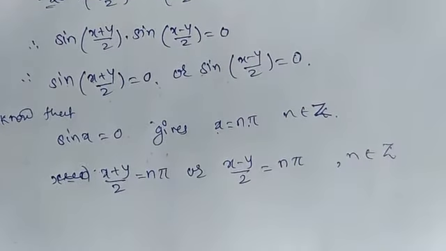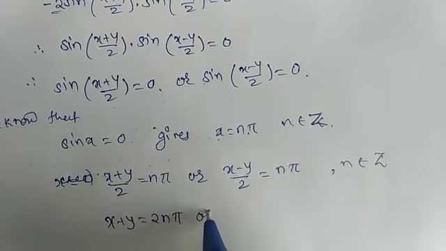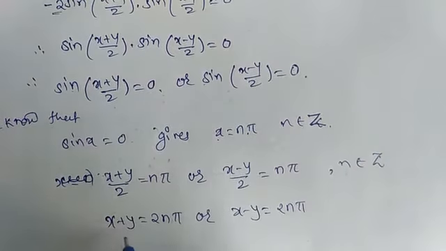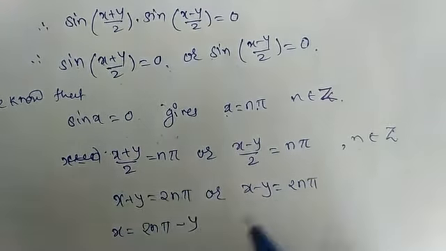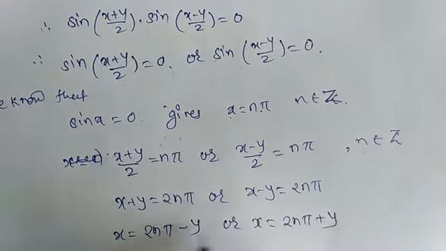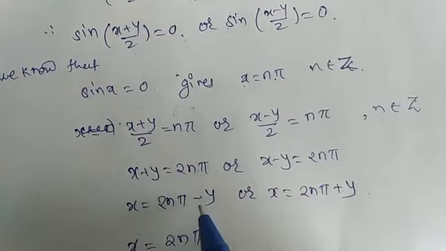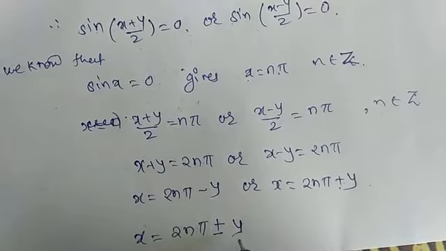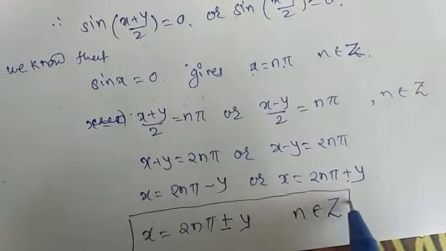Okay, which gives us x plus y is equal to twice n pi, or x minus y is equal to twice n pi. Okay, so x will be equal to twice n pi minus y, plus y on the RHS will be minus, or x is equal to twice n pi plus y. Okay, so from these two equations you can directly write x is equal to twice n pi, with a plus minus sign, so we get the two solutions plus minus y for n belongs to Z. Okay, which is our required proof.